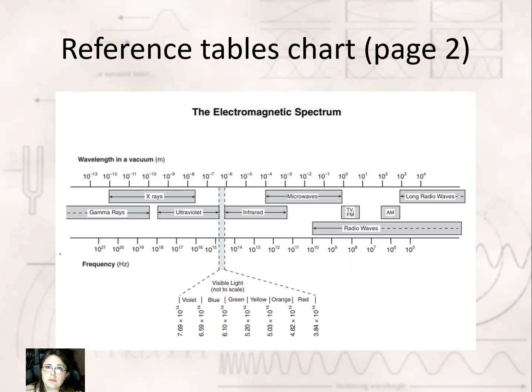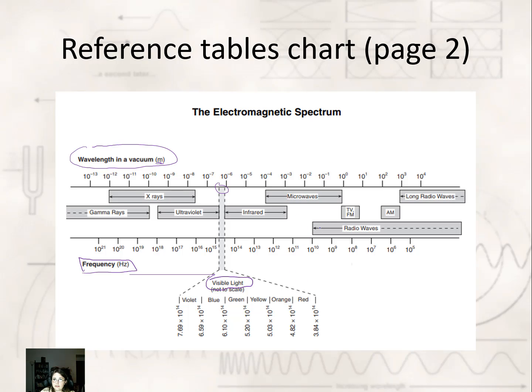Okay, so this is the reference table chart for the electromagnetic spectrum. The light that we see is here. So here is the visible. It's only right here. And if you notice, this is in wavelength in a vacuum in meters, whereas this here is the frequency in hertz. And notice that this is times 10 to the negative 9th, 10 to the 4th, and this is 10 to the 21st, and to the right it goes to 10 to the 5th.